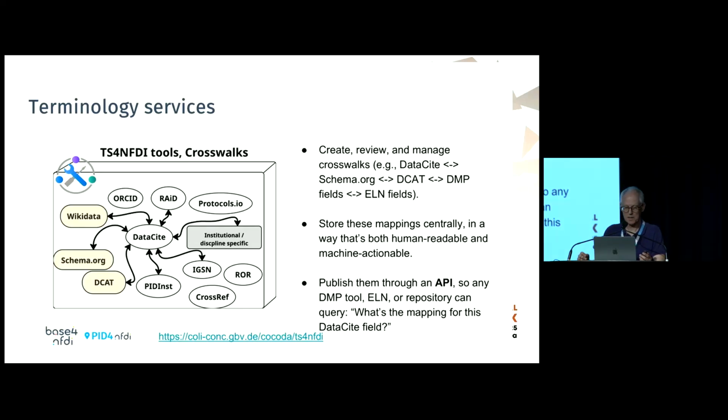And actually, this last slide is really the summary again. So they're working on creating, reviewing, and managing the crosswalks, and some of the ones that I mentioned, schema.org, DCAT, and DataCite. Then these mappings will be stored centrally in a way that's both human readable and machine actionable. And then they'll be published through an API so that any DMP tool, ELN, or repository can query: what's the mapping for this DataCite field? So, thank you very much.